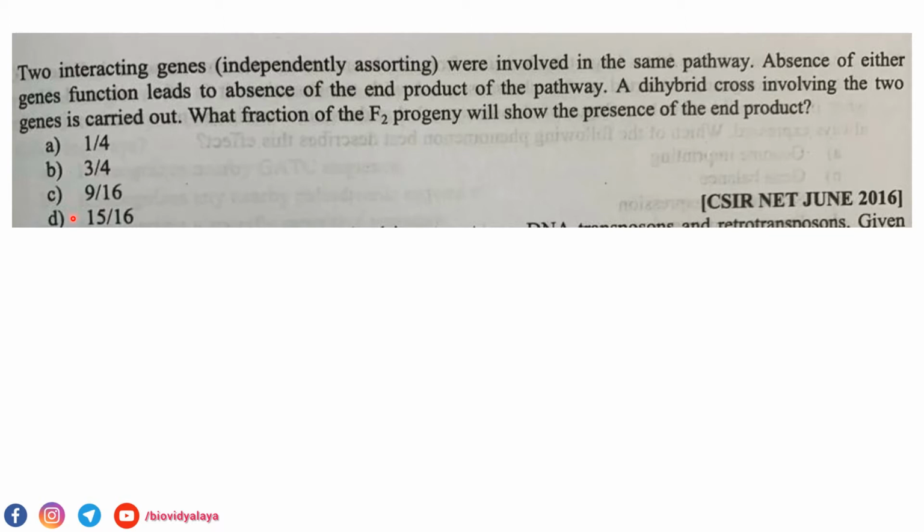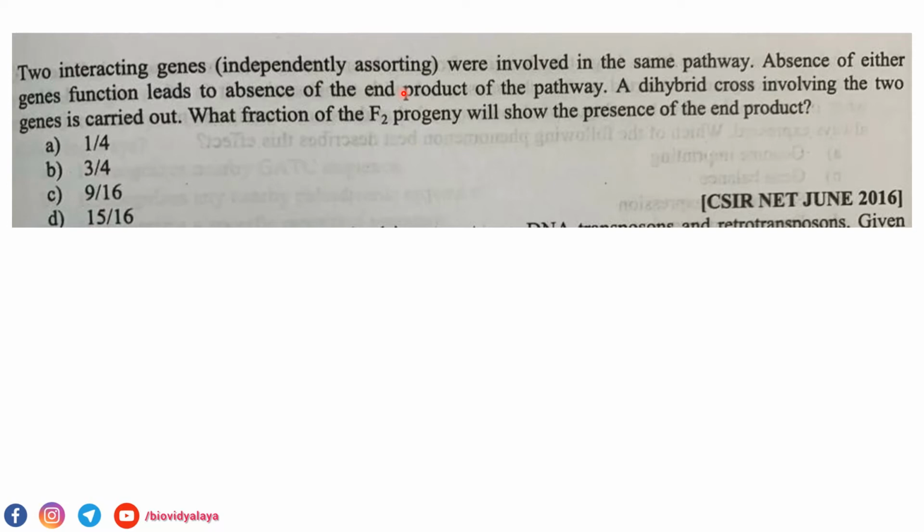So here the two interacting genes are independently assorting. Independently assorting means the allele a gamete received for one gene does not influence the allele received for another gene. That is independent assortment. They are involved in the same pathway. Absence of either gene's function leads to the absence of the end product of the pathway. So both the genes are required for the production of the end product. If any of the genes is missing, then the end product will not form.